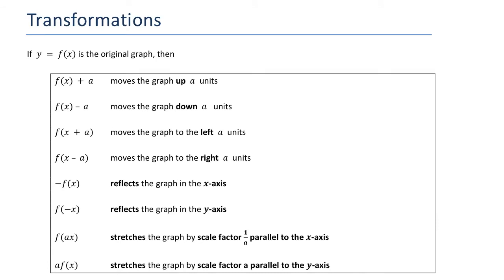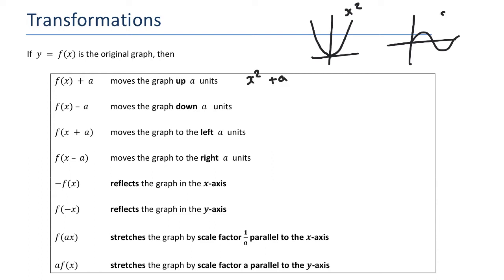Today we want to look at transforming graphs. So if y equals f of x is the original graph, and this could be a quadratic, it could be a sine graph, it could be anything really. If we got the f of x plus a, that will move the graph up by a units. So if f of x was x squared, this would be x squared plus a. If it was sine x, it would be sine x plus a.